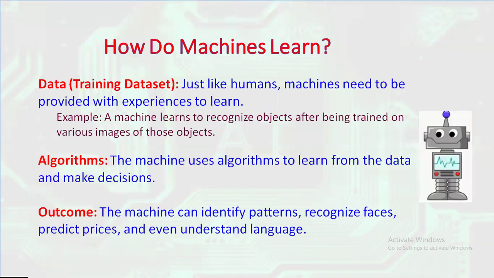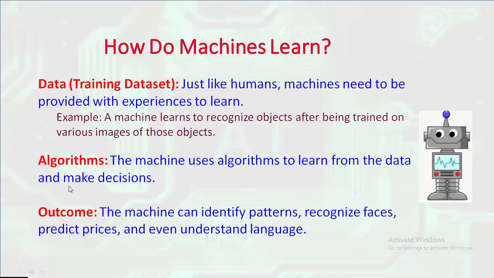Now let us know how machines learn. That we should know: from the data, or the training data set. Just like humans need learning materials, say for example books, visuals, experiences, machines need a structured collection of examples called a data set to learn from. For instance, if we want a machine to recognize cats, we must feed it many labeled images of cats so it can understand what features define a cat.